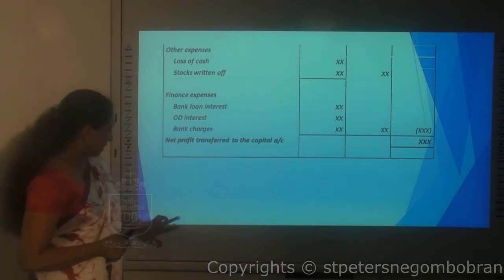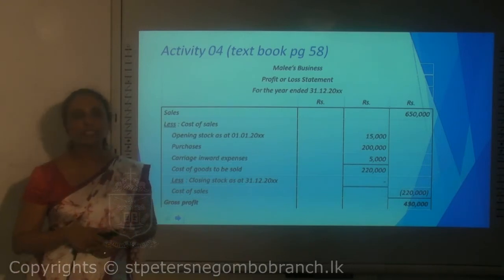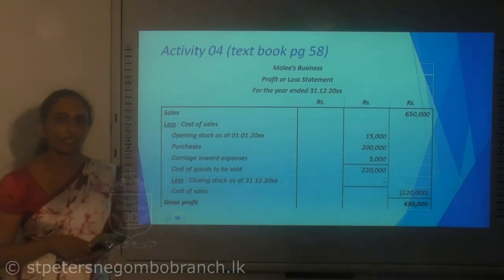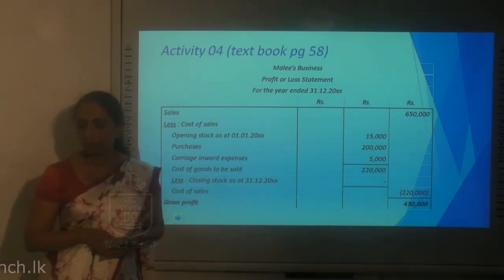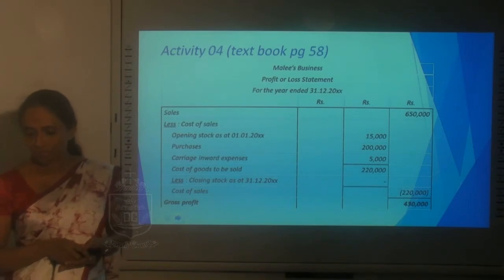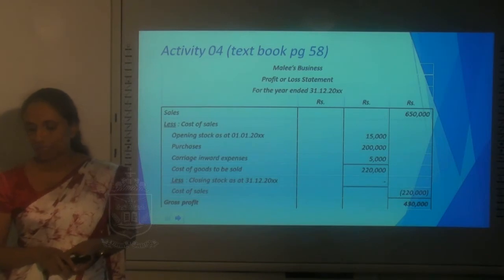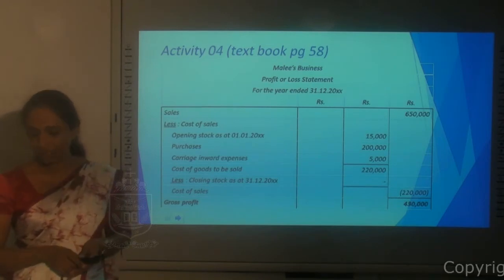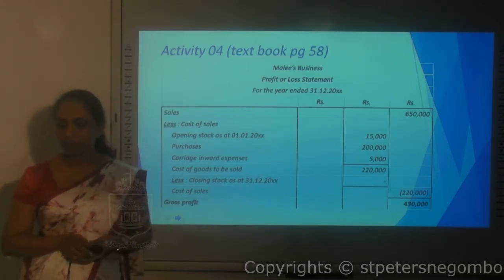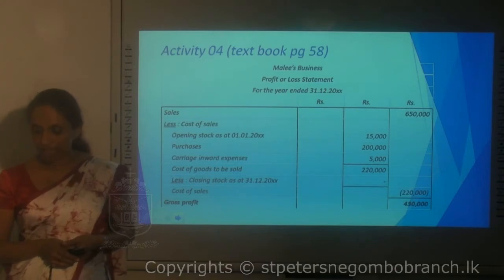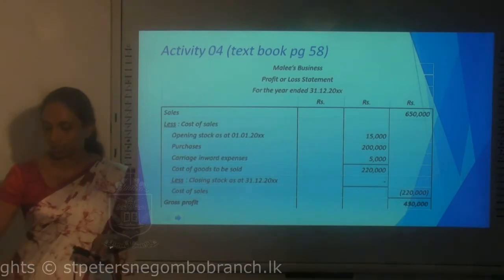With that, let's look at activity number 4 of your textbook, on page number 58. You can look at your textbook, and if you look at the activity, certain figures extracted from the business of Mali are given in that exercise. You can see there are a lot of financial items given in that exercise, but the question asks you to calculate only the gross profit.